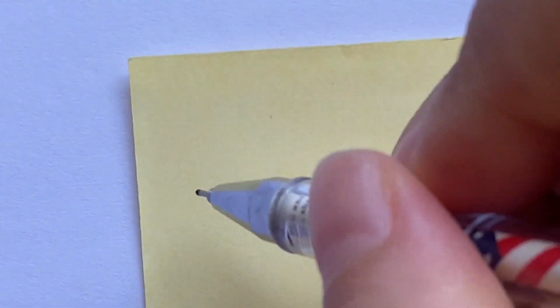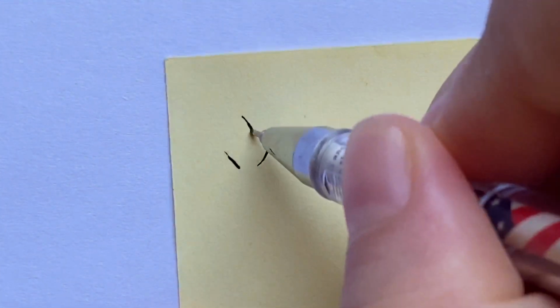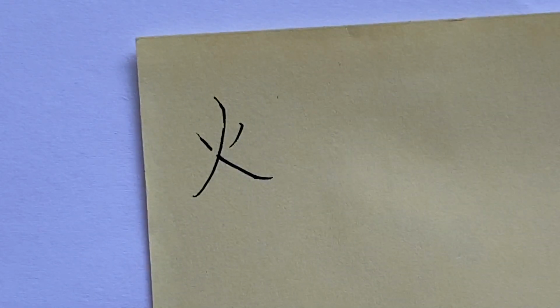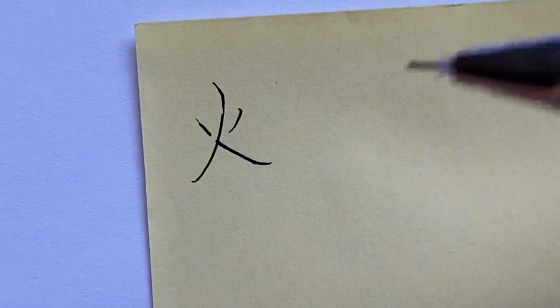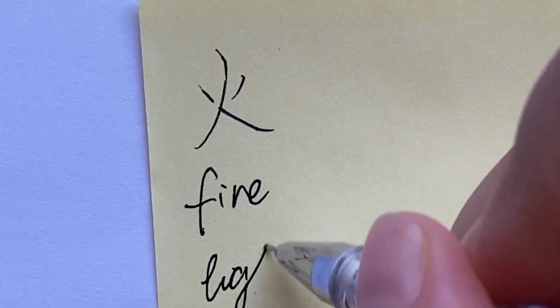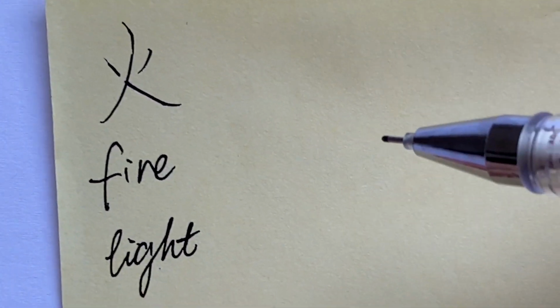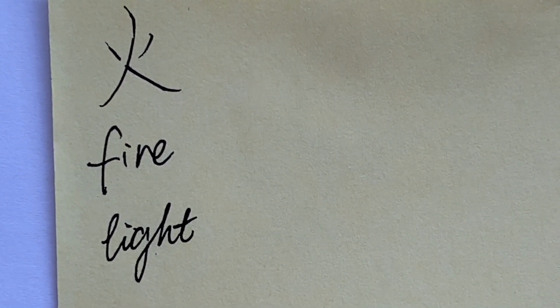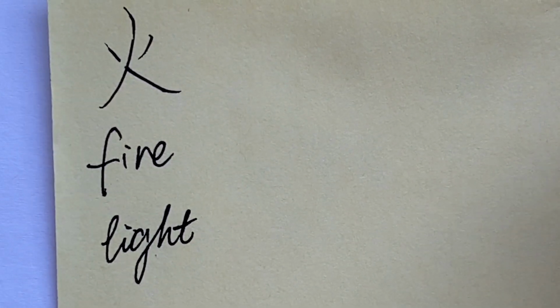Memorizing characters, the most common Chinese radicals explained in English. Today, let's talk about 火字旁. Characters with 火字旁 are often associated with fire or light. 火字旁 are commonly written on the left side of Chinese characters.